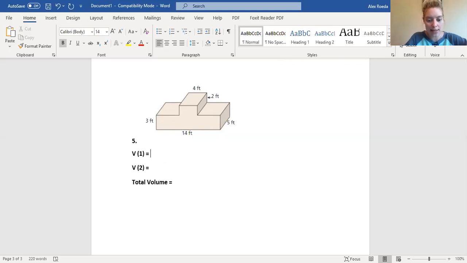Now I can just fill in my values. My length was 14 feet times my width was 5 feet times my height, which is 3 feet. And I can multiply those all together. 14 times 5, give you a second, you should get a value of 70. And then 70 times 3, well, 7 times 3 is 21, add the 0. So you get a value of 210 cubic feet.